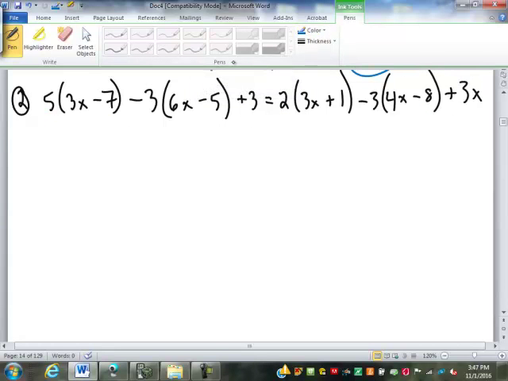Start out with each set of parentheses moving left to right here. We'll do everything on the left side of the equal sign, then we'll go to the other side. 5 times 3x, 15x, 5 times negative 7 is negative 35. Good. Next set of parentheses, there's nothing to do in the parentheses. What do we have to do to them?